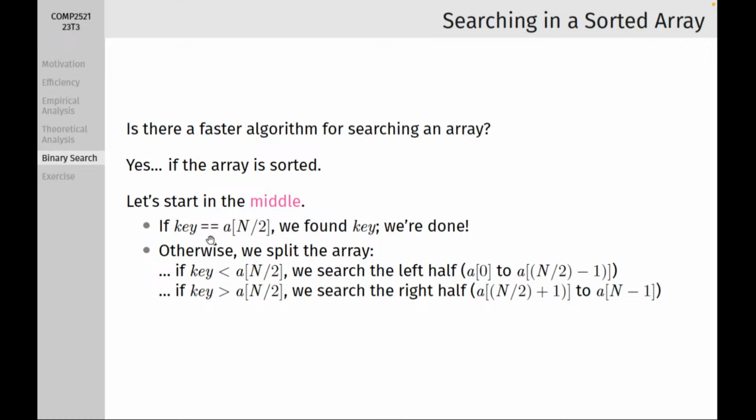So we start in the middle. We check the middle element of the array. Remember that the array is sorted. If the element we're searching for is less than that element, then we search on the left-hand side of the array, because that side will contain the element that we're searching for. Otherwise, if the element we're searching for is greater than the middle element, then we search on the right-hand side. And obviously, if the element in the middle is the element that we're searching for, then we're done.